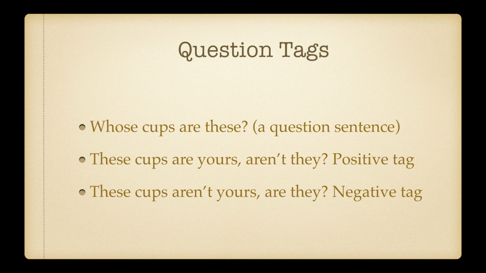Some more examples. Whose cups are these? That's a question. These cups are yours, aren't they? That's a positive tag question. As you see here, you have the positive auxiliary verb here. A negative now, look. These cups aren't yours, are they? That's a negative tag question.